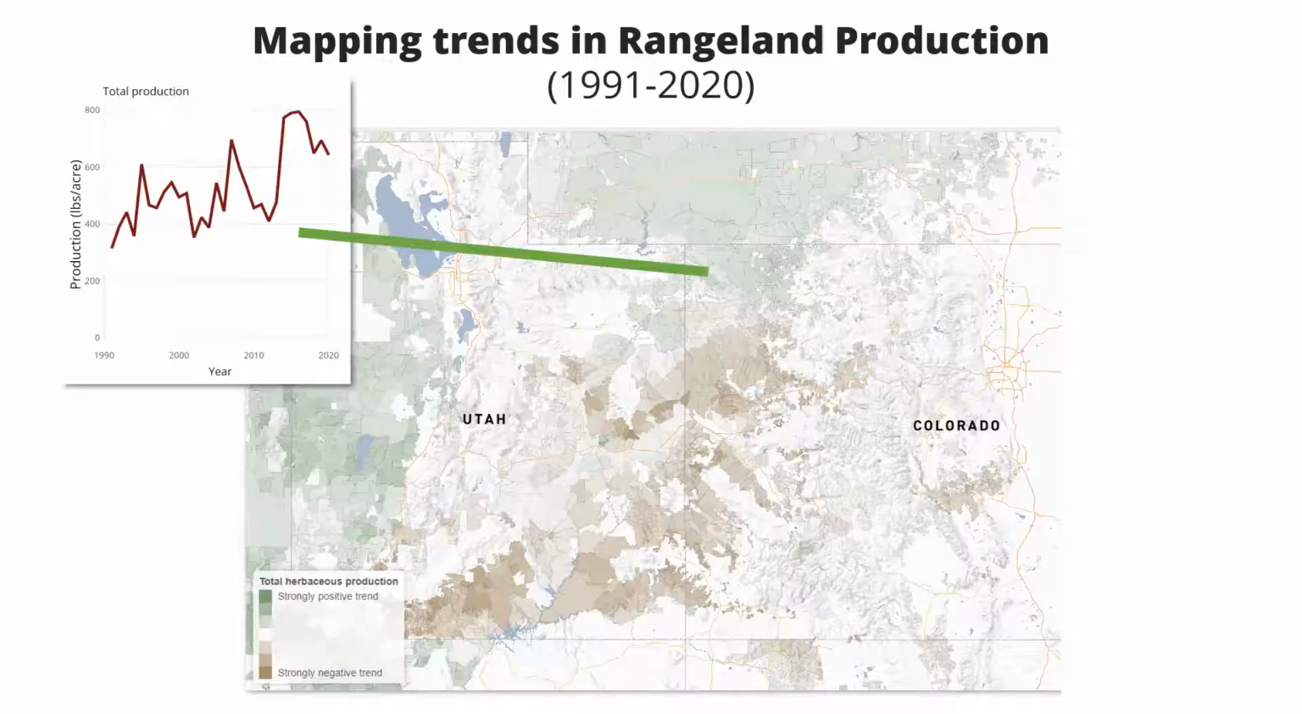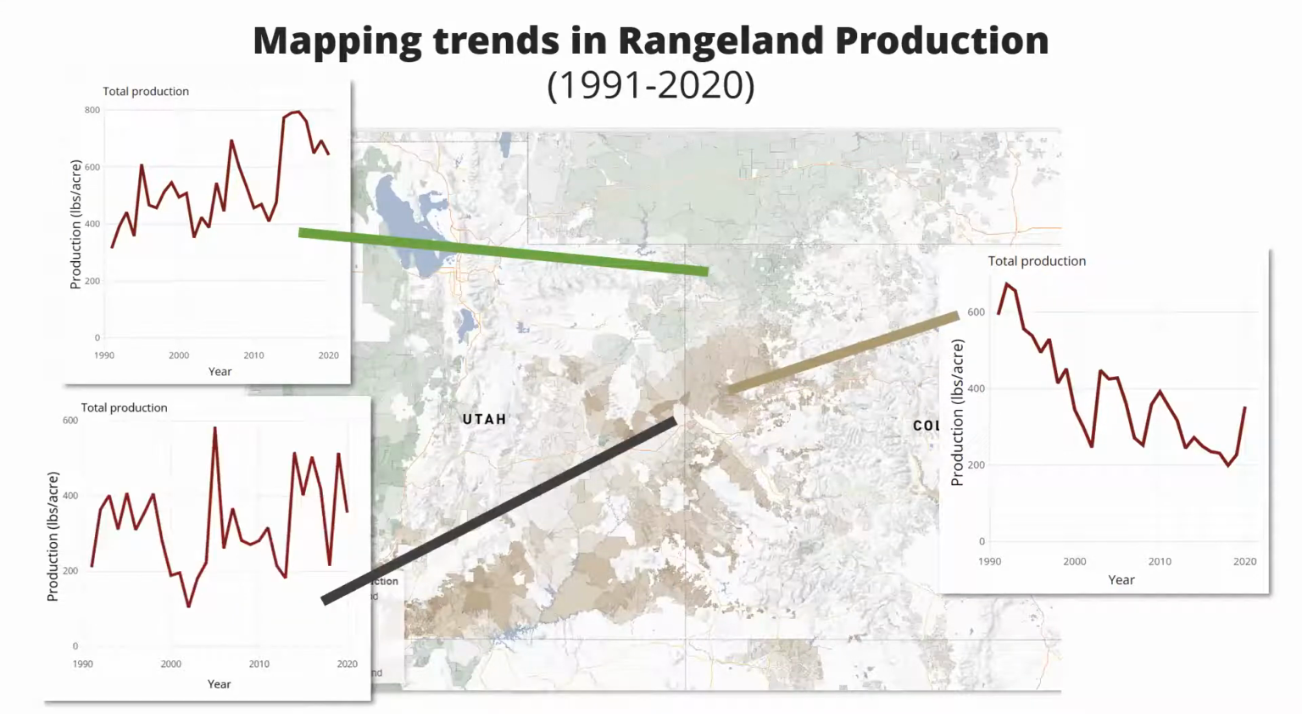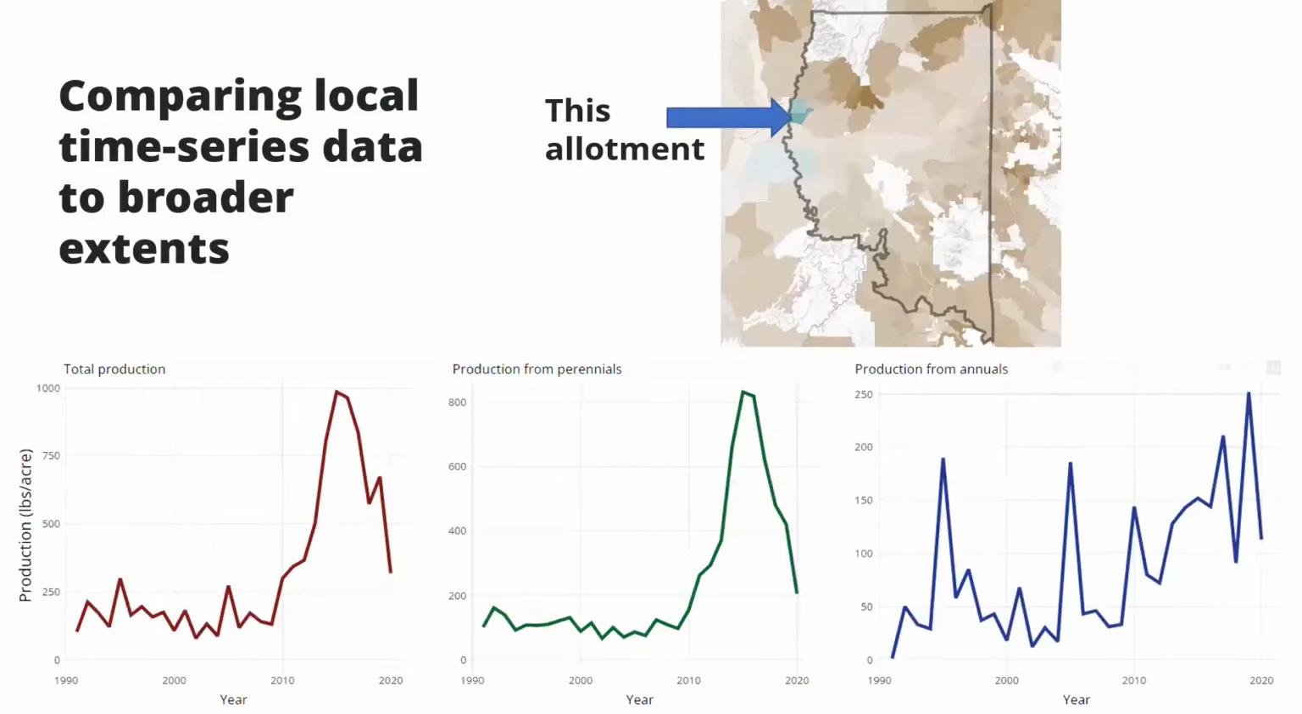And so areas depicted in green are showing a positive trend. Areas depicted in brown are showing a negative trend. And areas that are more just white are more just kind of level. They're not changing a whole lot one way or another through time. And so what this application then allows folks to do is click any allotment that they're interested in and see how things are trending in that allotment.